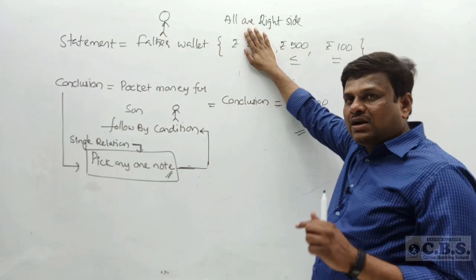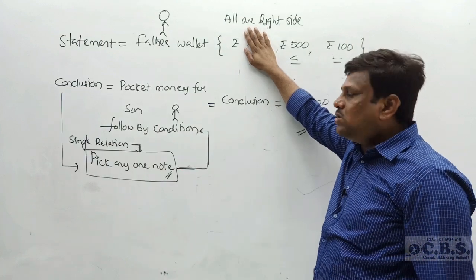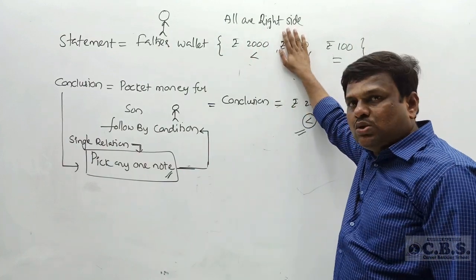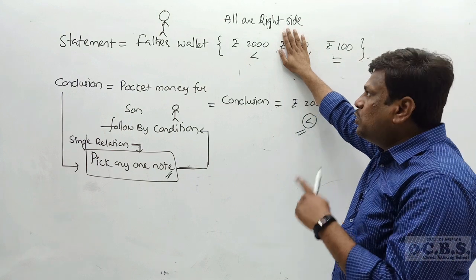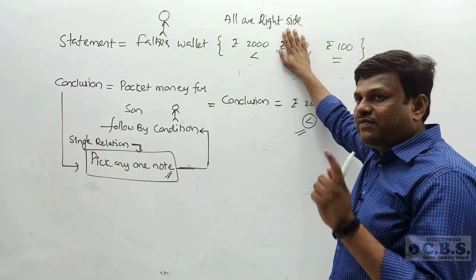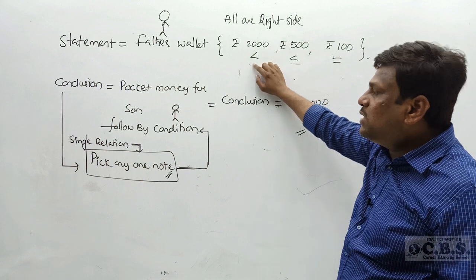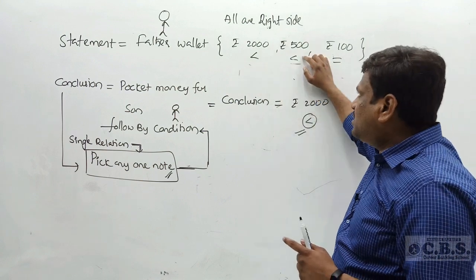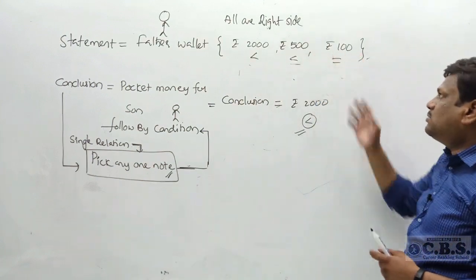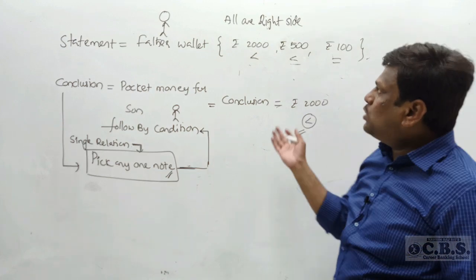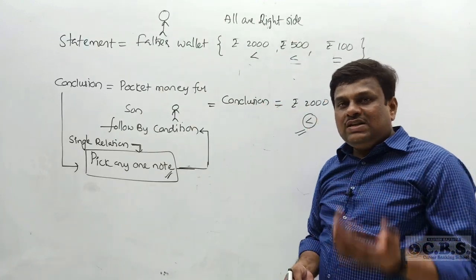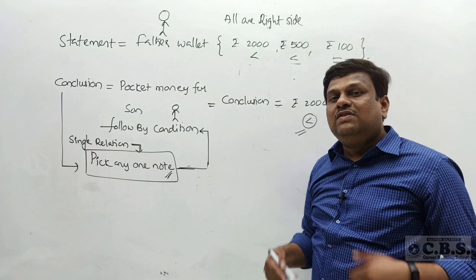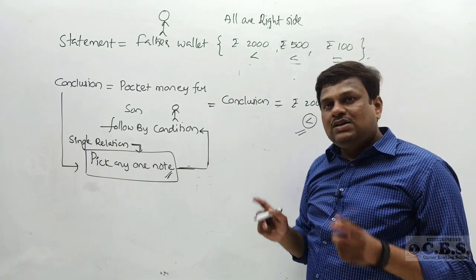If the wallet is missing 2000, which note will the son pick up? Either 500 or 100. Definitely 500 is going to be picked up. If the wallet is missing the 500 rupees note, what are we going to pick up? 2000 or 100. Definitely 2000 is going to be picked up. 2000 means less than. 500 is nothing but less than or equal to. 100 is nothing but the equal to symbol. When comparing from the left side, more than is the 2000 note, more than or equal to is the 500 note, and 100 is the equal to symbol.